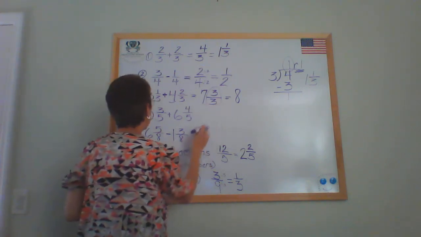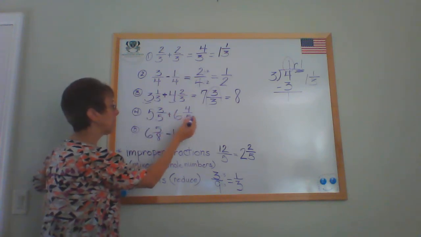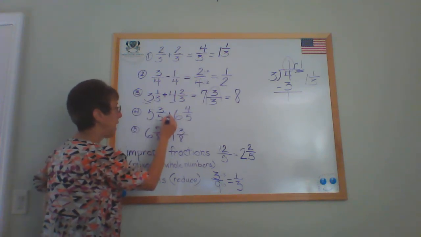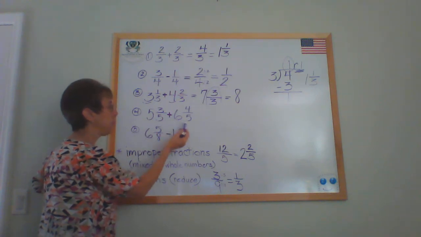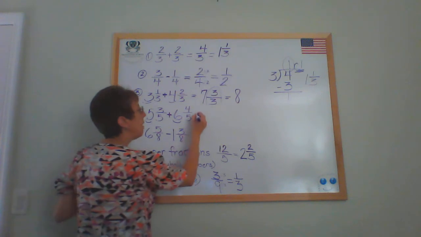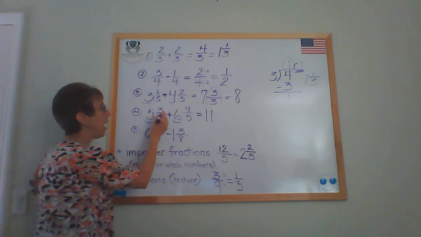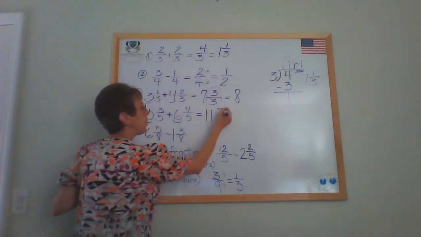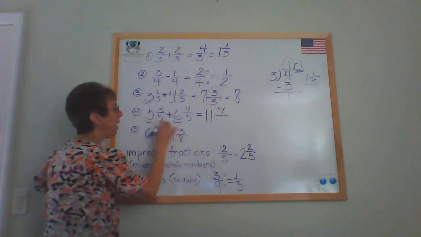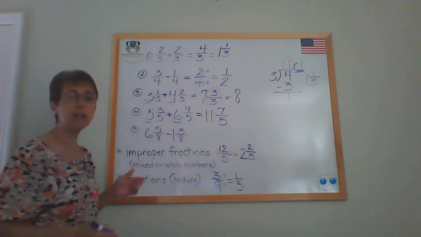All right, the next one is 5 3/5 plus 6 4/5. It is adding, again, adding mixed numbers. We start by adding our whole numbers. 5 plus 6 equals 11. And then we're adding the fractions. 3 plus 4 equals 7. And the denominator stays 5. So now we have 11 7/5.